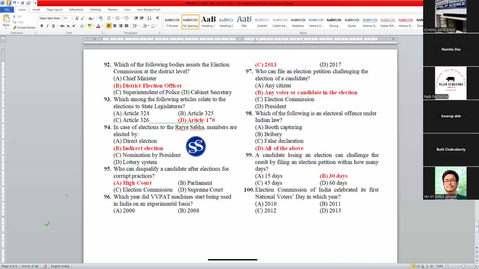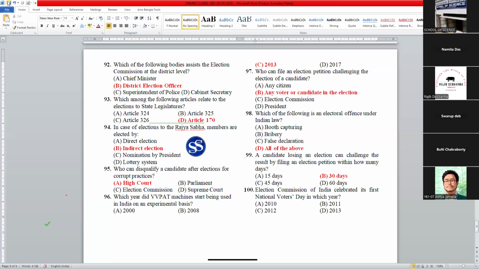A candidate or any voter of the constituency, mind it, not only the candidate, but any voter of the constituency, can file an election petition to challenge the result of an election within 30 days from the date of the declaration of the results by the Election Commission.